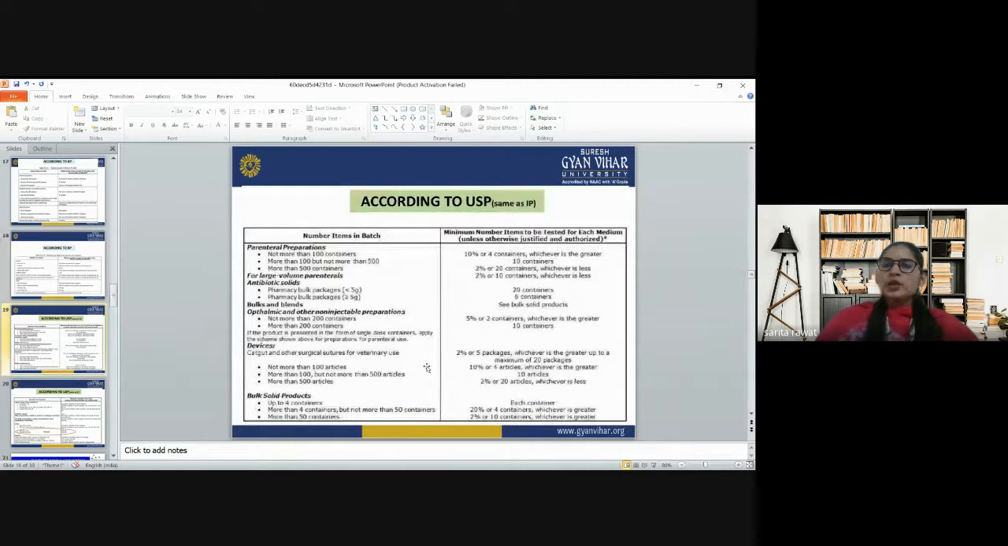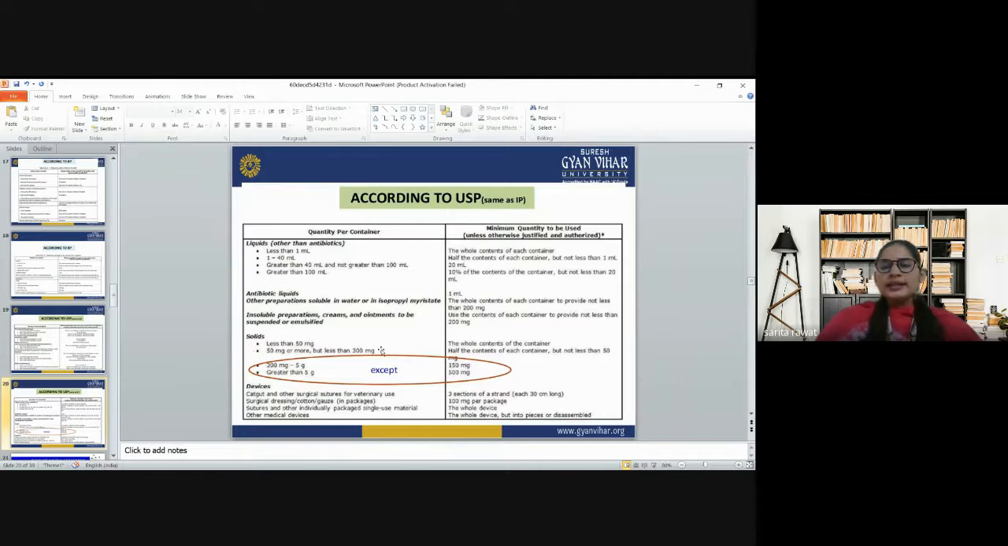Now, according to the USP, United States Pharmacopoeia, this is the same as IP, the Indian Pharmacopoeia. We have already studied this for the parenterals, for the large volume parenterals, antibiotic, bulk, and then for the devices and for the bulk and solid products.